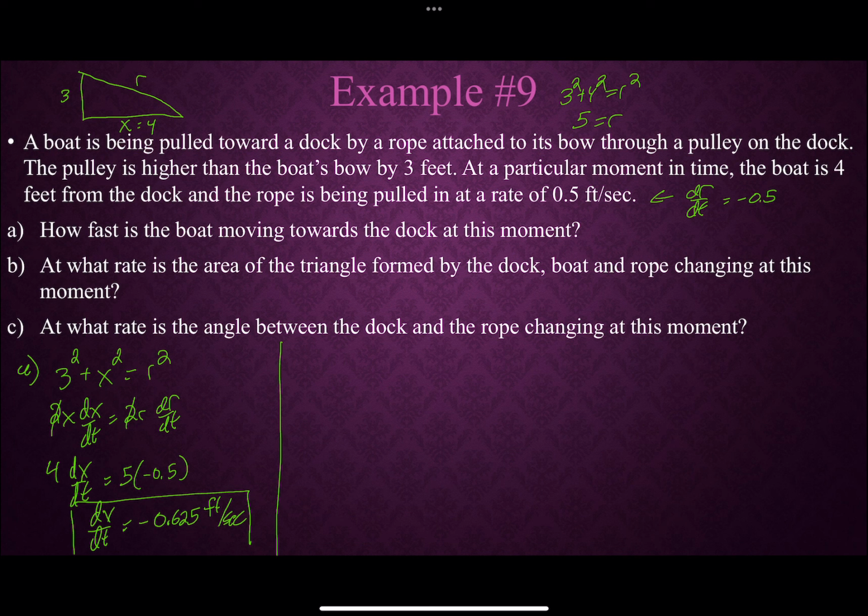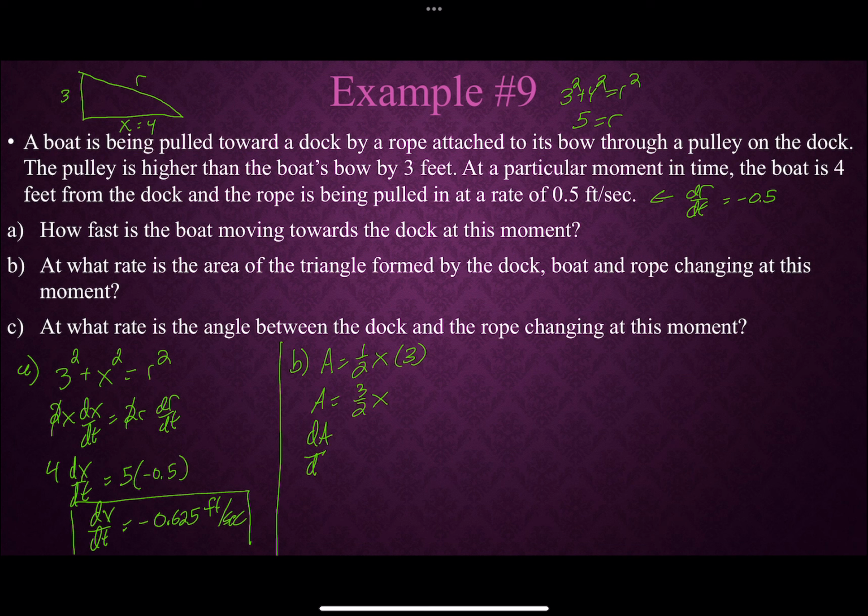They tell us in part B, at what rate is the area of the triangle formed by the dock, boat, and rope changing at this moment? Well, an area is half of x times 3. Again, that 3 is constant, so we don't need to worry about any sort of derivative term turning there. So we really have area is 3/2 x.